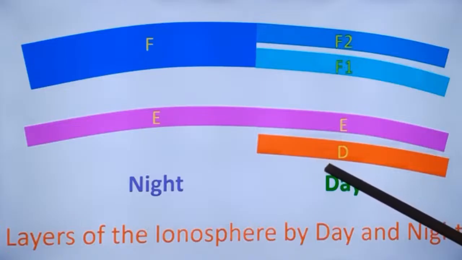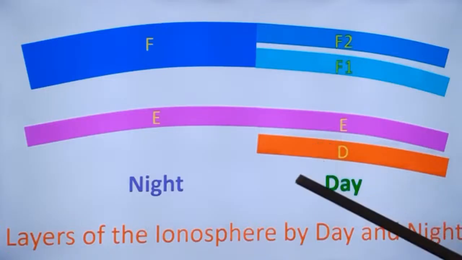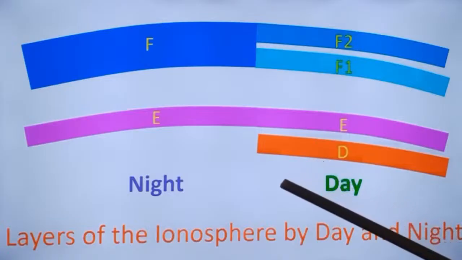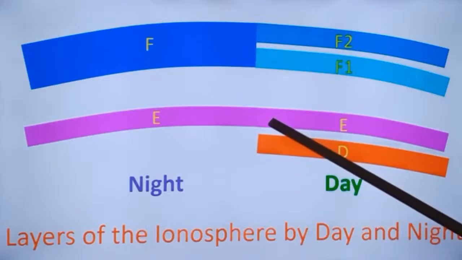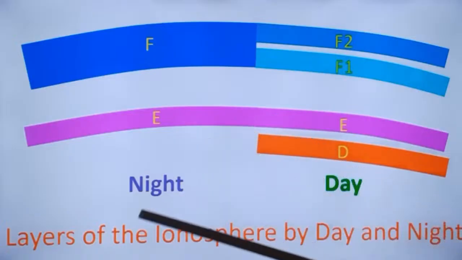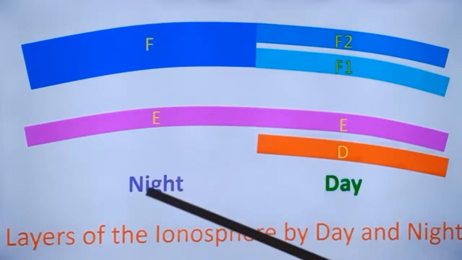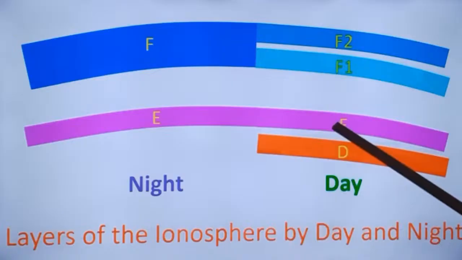But at night what happens is that the D layer disappears due to decreased ionization. Then medium waves can penetrate up to the E layer and get reflected like this. Suppose this is a transmitter here, it can go up and then get reflected. That is why you would have noticed that medium wave stations at a longer distance can be heard at night with better clarity.